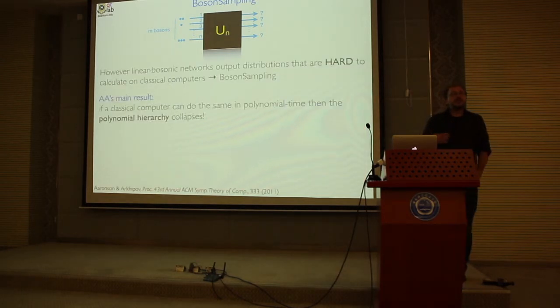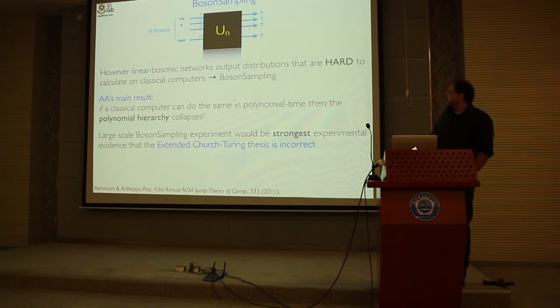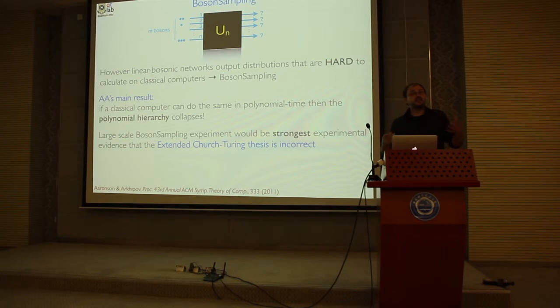The important thing for me is that if you could build a large-scale boson sampling experiment, it would be the strongest experimental evidence that the extended Church-Turing thesis is incorrect. And so of that trilemma, you have ruled out at least one of them as being not true, which means one of the other two must be true. Other way around. What's large scale? It's something like 20 to 30 photons into 400 to 900 modes.